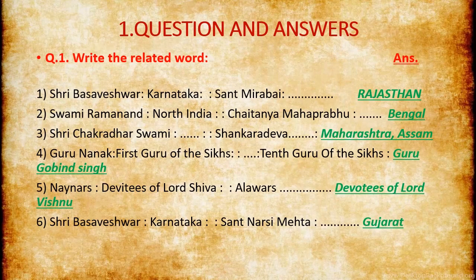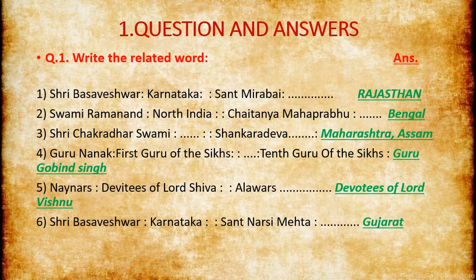Write the related word. See the first one, Shri Basaveshwar in Karnataka, Santa Mirabai. Now, when we studied this lesson, we have studied that the Bhakti movement started in various parts of India. It was started by Sri Basaveshwar in Karnataka. So here you have to write about Santa Mirabai, in which part of India the Bhakti movement was started by her. So the first answer is Rajasthan.